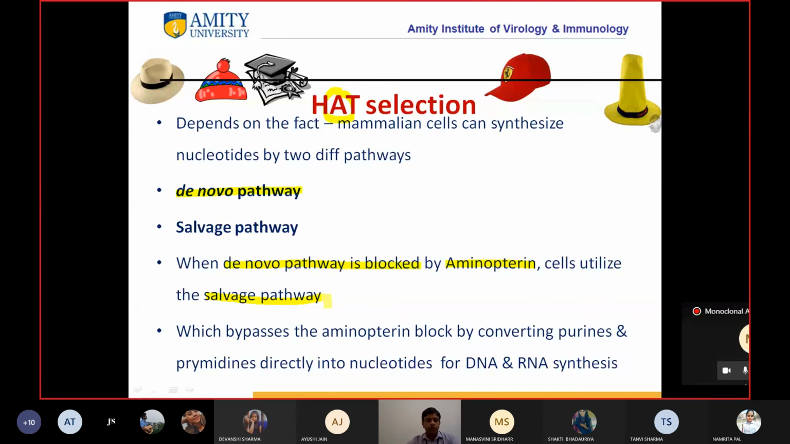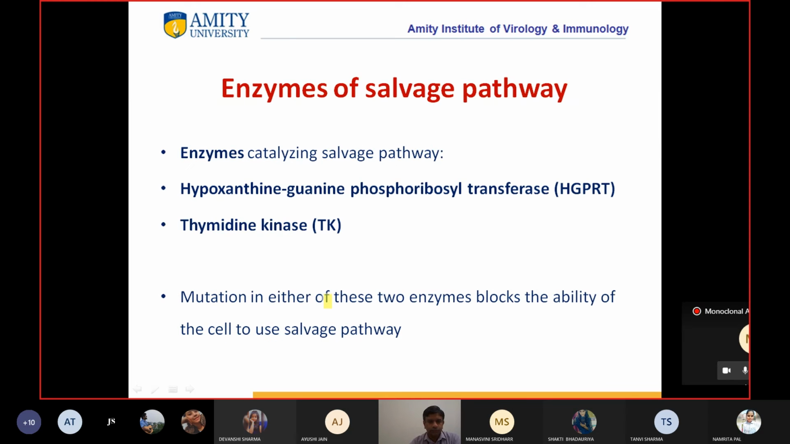Okay. Now, the salvage pathway bypasses the aminopterin block by converting purines and pyrimidines directly into nucleotides for DNA and RNA synthesis. So the salvage pathway will make the nucleotides in a different way. Now, the de novo pathway is gone. So let's understand some important enzymes of the salvage pathway.